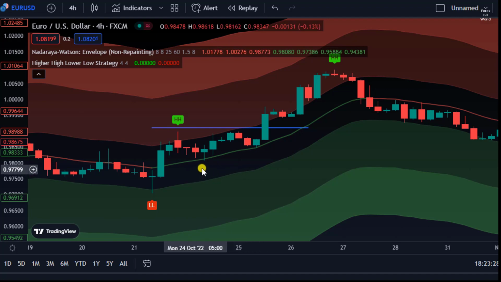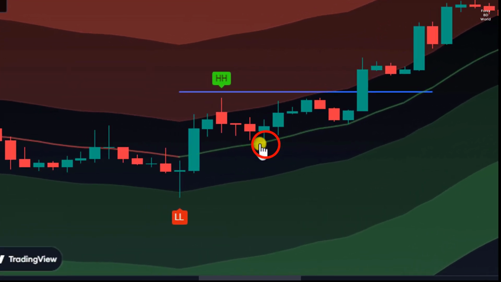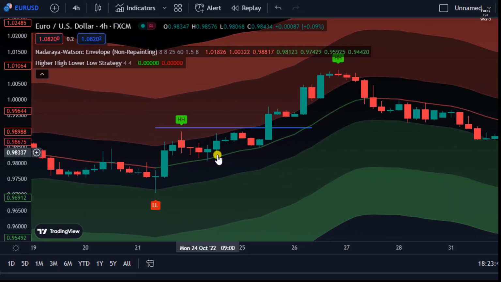Then according to our third criteria, the candle has to close above this green line. We can see the market comes down to this green line, and although its shadow has crossed the green line, the closing of the candle is above the green line. So here our criteria is correct.